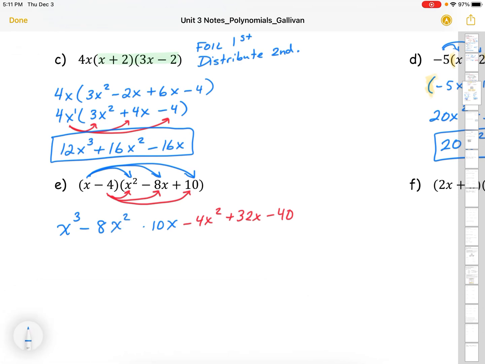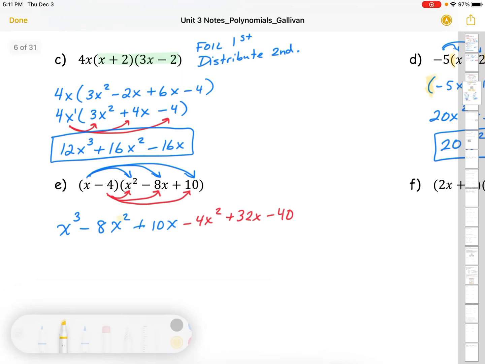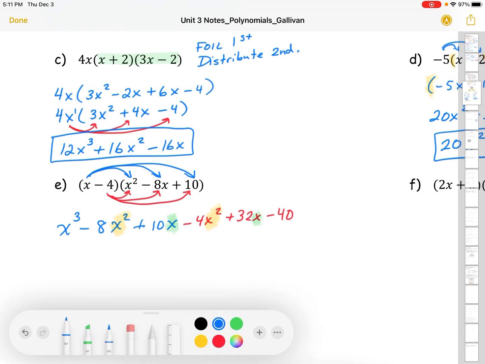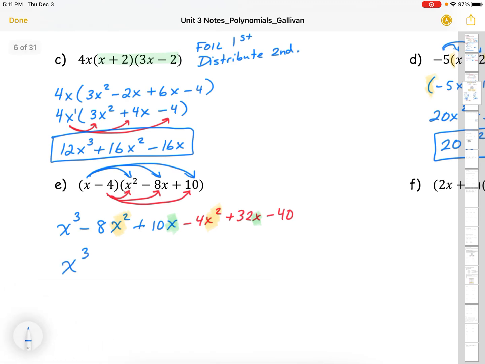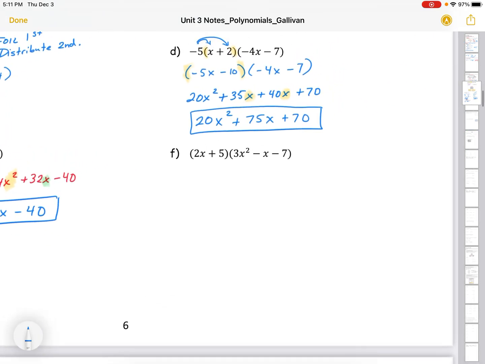Was 10 negative or positive? Positive, okay. So I've got x squared and x squared, and then I have x and x. So I'm going to combine those like terms. So only 1x cubed. I have negative 8x squared and negative 4x squared, so negative 12x squared. I have 10 and 32x's, so plus 42x's, and then minus 40. Okay, and that would be my final answer.